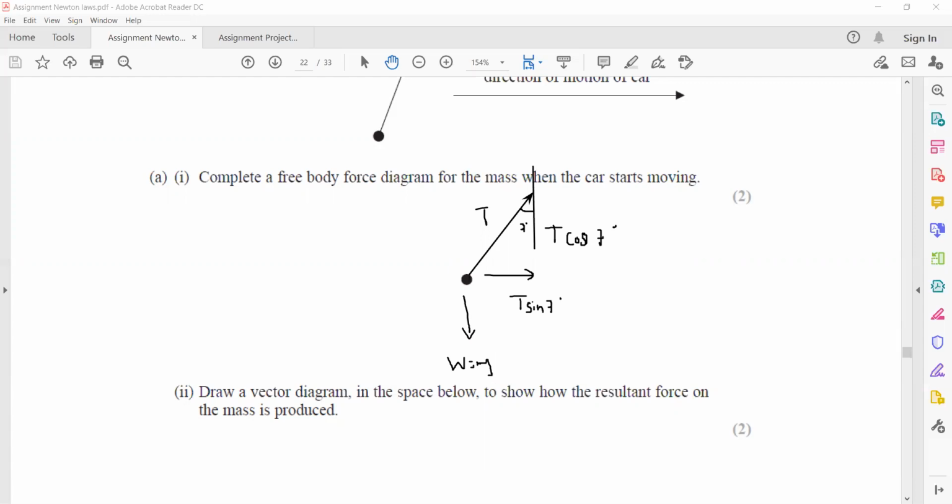So when we work out, because in the vertical plane there is no acceleration, we can say that T cos 7, which is upward, balances with the weight downward. But for the other plane, because it is accelerating, that's the direction of acceleration. So it means T sin 7 equals ma. That's the resultant force. So T sin 7 equals ma.